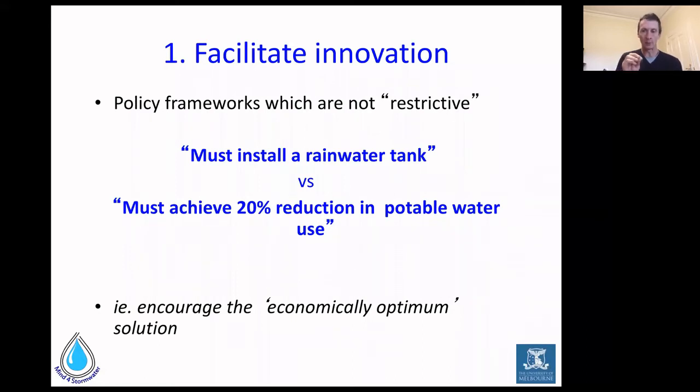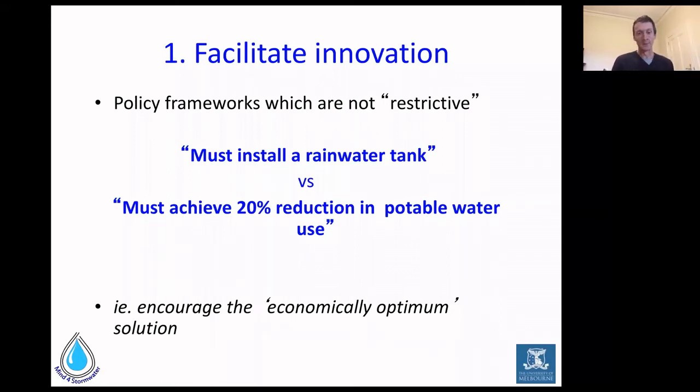If our objective is to reduce potable water demand, and we tell everyone you must install a rainwater tank, by and large, that's the outcome we get. But if we instead tell them you must achieve whatever our targeted reduction in potable water use is, they may come up with a whole range of methods of achieving that. Now, this may be a little bit more difficult from a compliance point of view, probably is, but it could mean much cheaper and more what I'd call material effective, so lower use of material solutions.